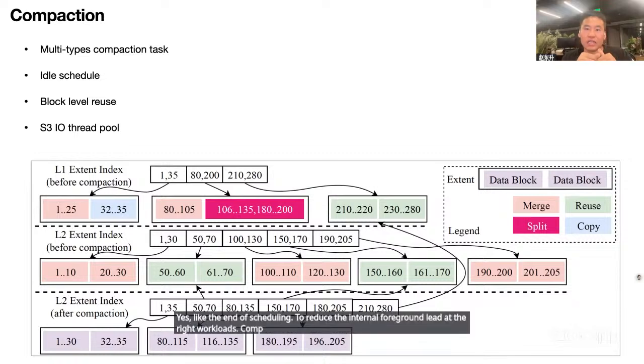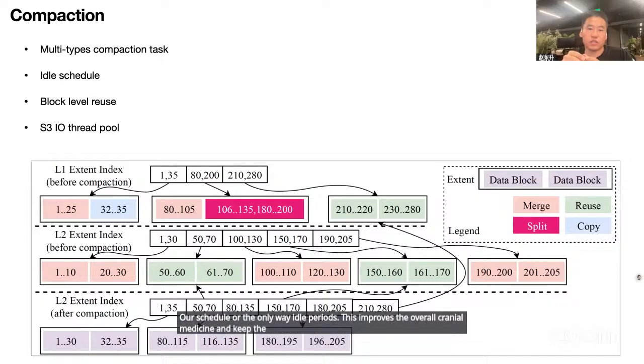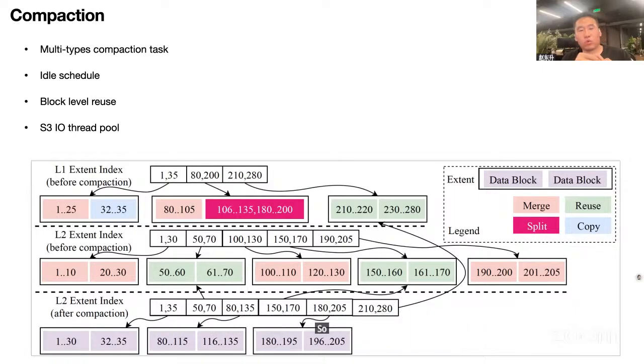Compaction tasks are scheduled during idle periods. This improves the overall query latency and keeps the system responsive under load, because through the idle scheduler, the LSM tree is healthier, and it has only a few levels, so it can do little merge work during read.